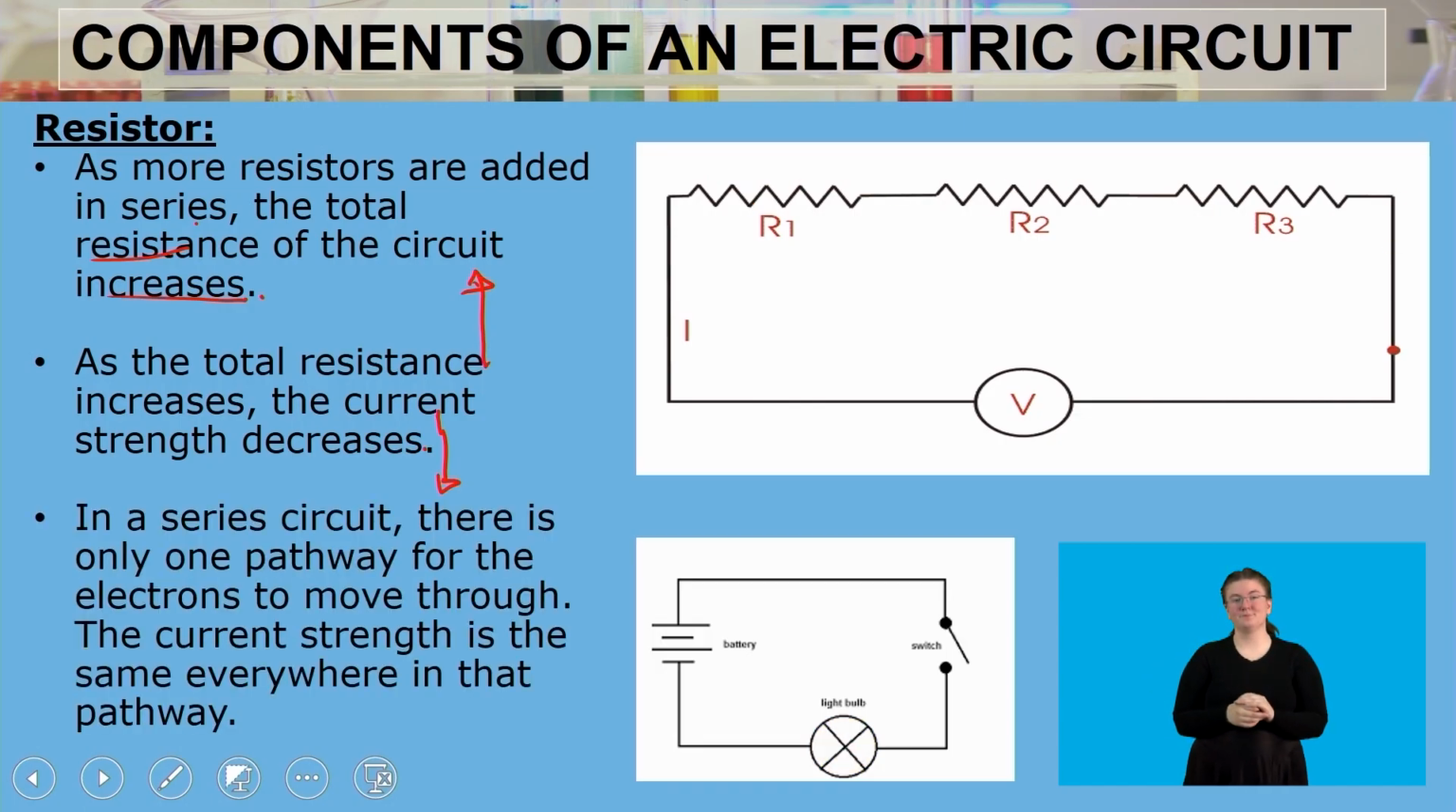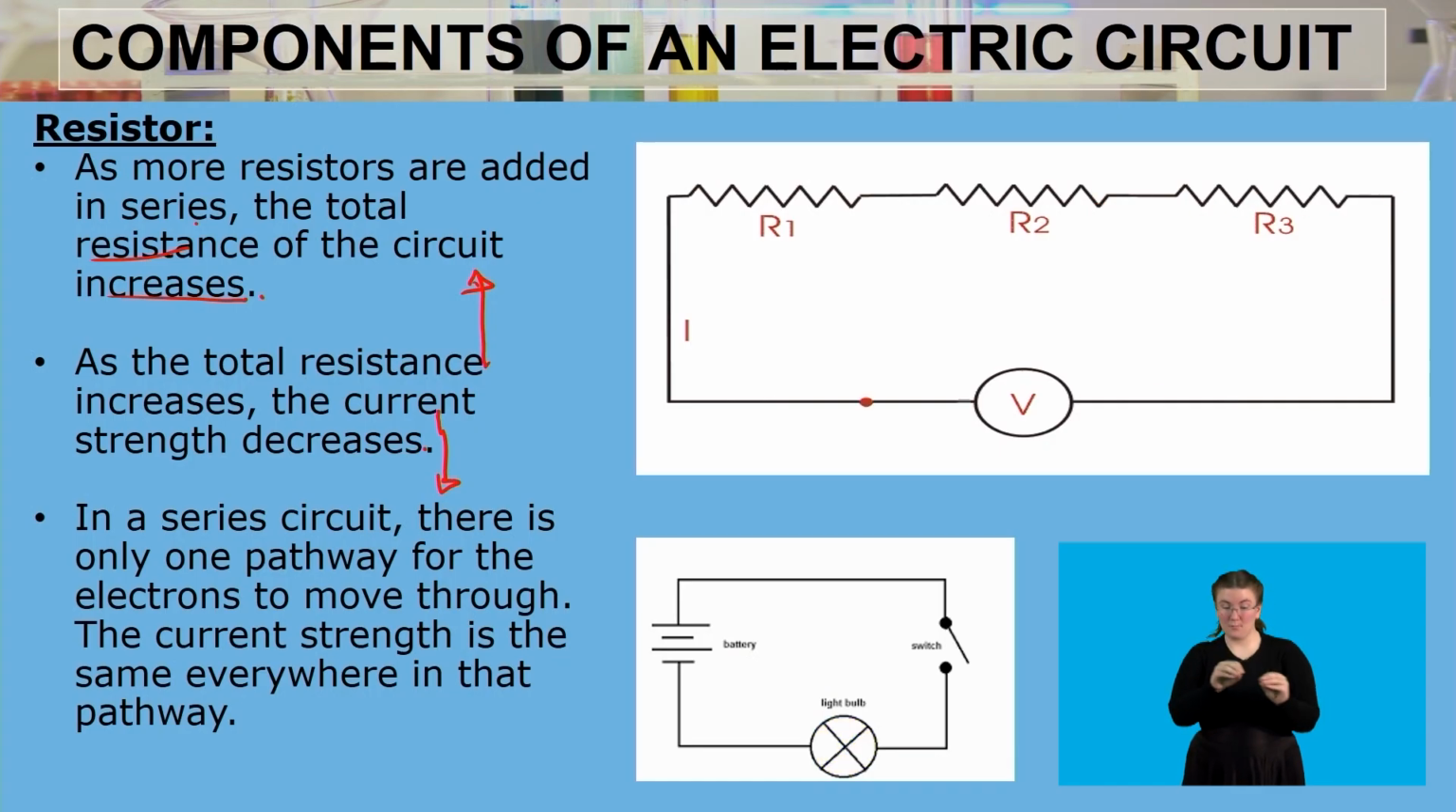So in a series circuit, there's only one pathway for the electrons to move through. The current strength is the same everywhere in that pathway. As we have our red dot moving in this one pathway, it has only this pathway to move from one point to the next. And within that, we are saying that the current at any of these points is going to be the same.